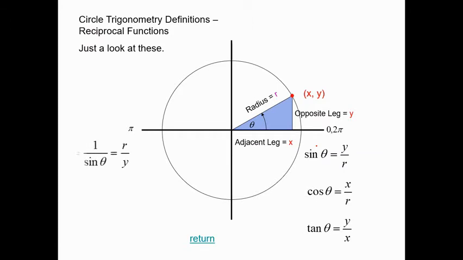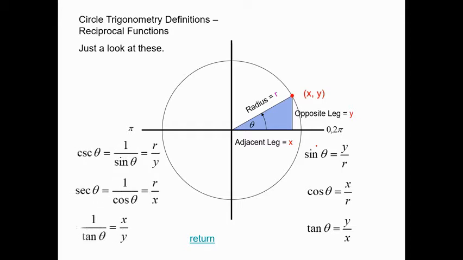Okay, we're just going to take a quick look at the reciprocals. If you're looking at the cosecant, which is 1 over the sine, notice how the radius is over y. Your secant is 1 over cosine, and again, the radius would be over x. And then the cotangent is equal to 1 over the tangent, so the reciprocal is x over y. It's just flipped. So just notice the inversion there.